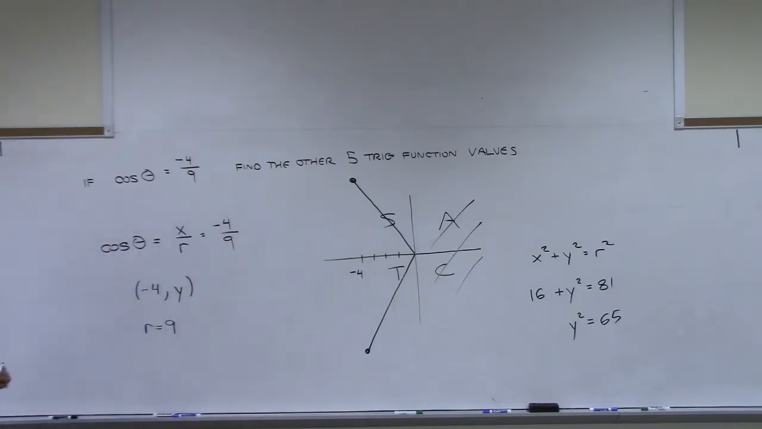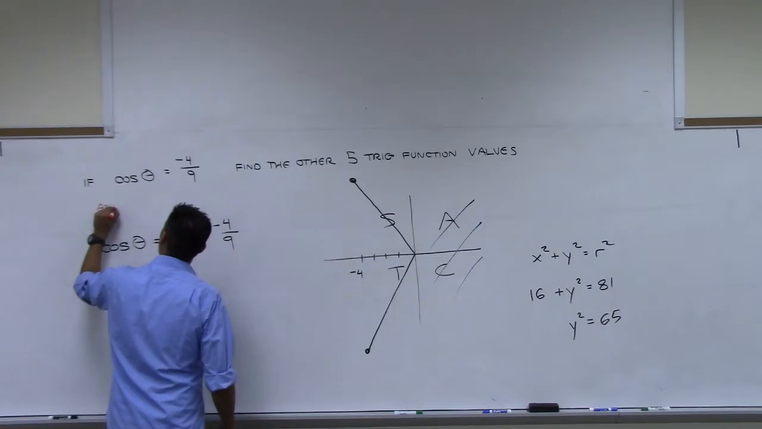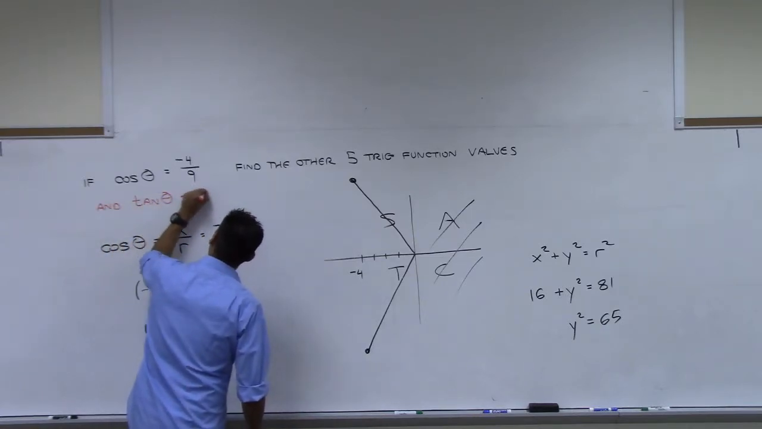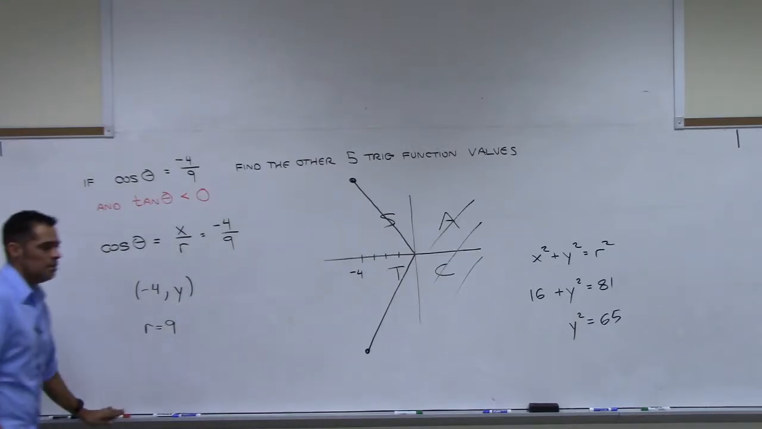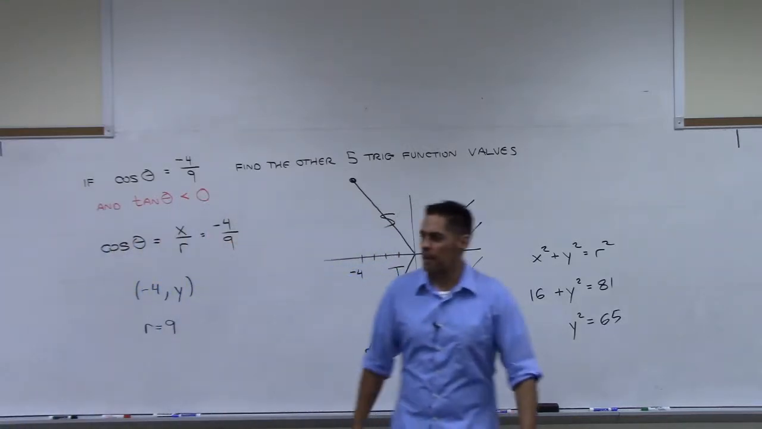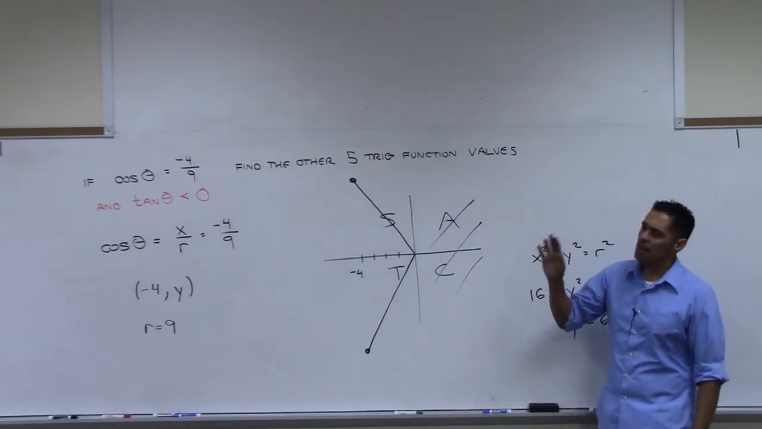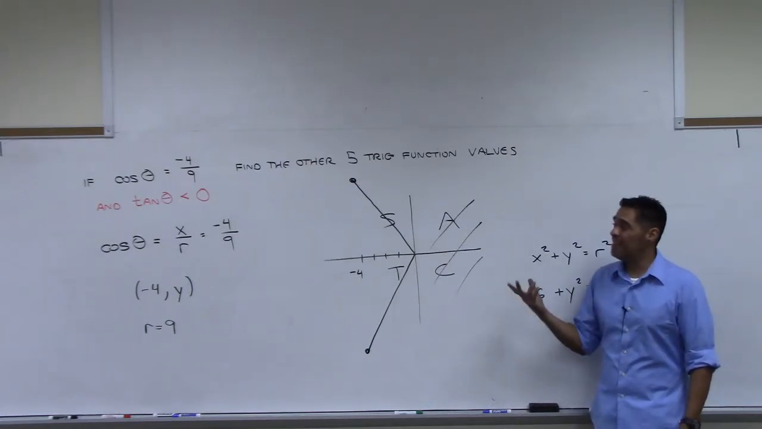So I'm going to do this. And tangent theta is less than 0. That's another piece of information I've given you about this problem. That's going to be enough for you to nail it down. Why? It's less than 0, so it has to be negative. I'm telling you, not only is cosine theta negative 4 over 9, but tangent of that same angle is negative.